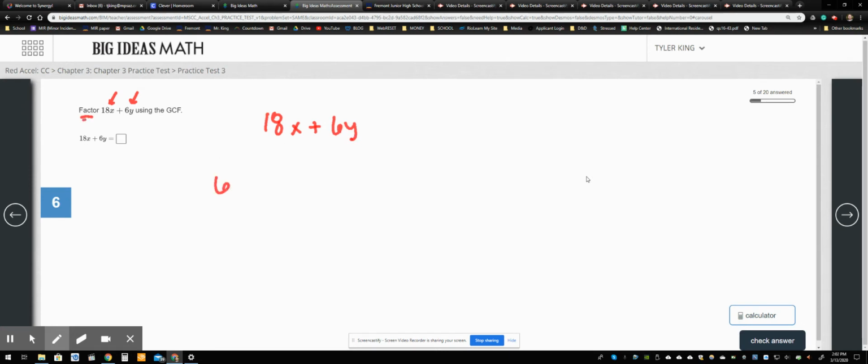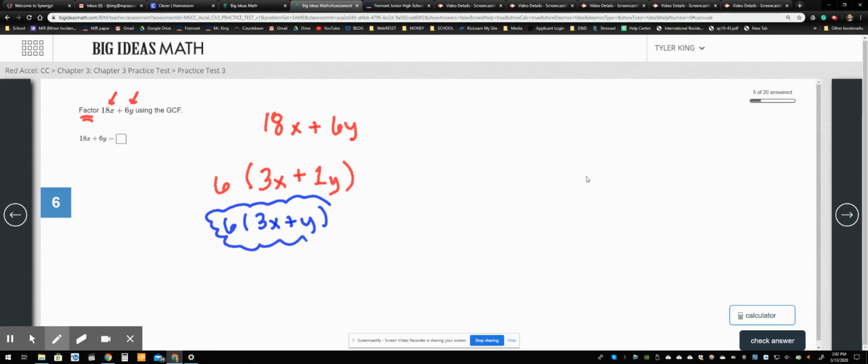Now when we're talking about factoring, factoring is the reverse of distribution. It's the backwards. It's how you undo distribution. So we're going to end up with parentheses. We're going to see 18 divided by 6 is going to become 3. Carry down the x, carry down the plus sign. 6 divided by 6 is going to become 1, so I have 1y. I'm going to simplify this a little bit further, so I have 6 times 3x plus y. And I'm going to have this as my answer.